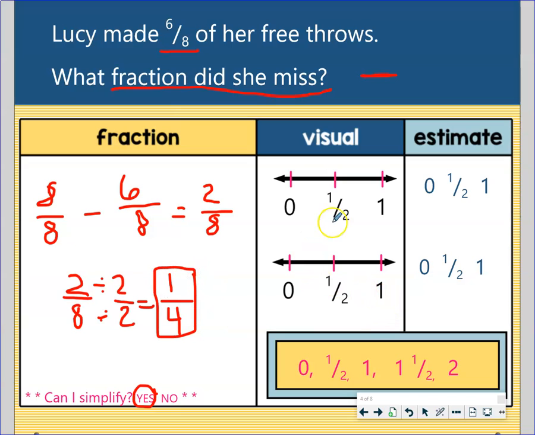Again, if we wanted to visualize it, we could. We started with 8 eighths. If we subtract 6 eighths from it, we know that 6 eighths is a little bit more than a half. And so we should have about a quarter difference between our 1 and our 6 eighths. Same thing with our estimating. If we have a 1 and we're taking away a little bit more than a half, we should be left with a little bit less than a half as our answer.